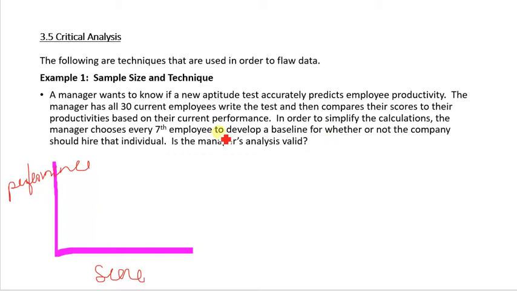In order to simplify the calculations, the manager chooses every 7th employee to develop a baseline for whether or not the company should hire that individual. Is the manager's analysis valid? So he has 30 employees, he's going to choose every 7. That's 7, 14, 21, 28, that's only 4 employees. So in order to set the mean, which is the average.